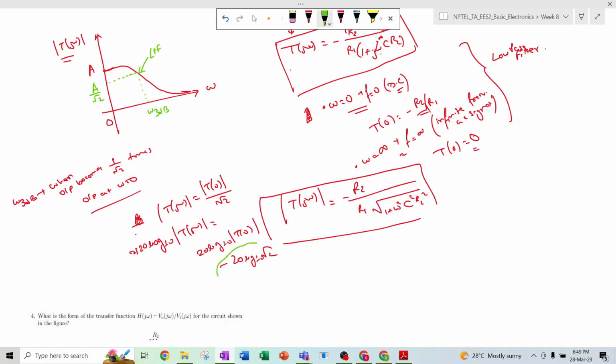So this is minus 3 dB, because we are converting it in dB. This is in dB, this is in dB. So if we plot 20 log 10 mod T of j omega, then at this point the difference becomes 3 dB less than whatever is the output at omega equal to 0.